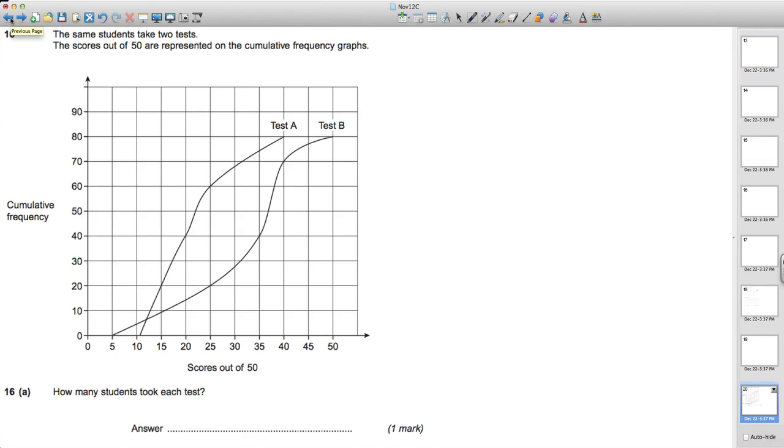Next question. Same students took two tests. The scores out of 50 are represented on a cumulative frequency graph, and here it is. How many students took each test?